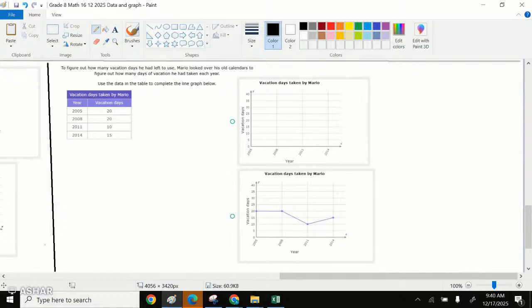To figure out how many vacation days he had left to use, Mario looked over his old calendars to figure out how many days of vacation he had used each year. In 2005, he used 20 days. So let's see. Oh, the first one is totally blank, right? So that means this is not possible. Let's confirm this. This is 20, agreed. Then 20, agreed. Then 10, let's see if it's 10. Yes, it is 10, agreed. And this is 15. Yes, this is 15. That means the second option is the correct option because the first one is a totally blank graph.